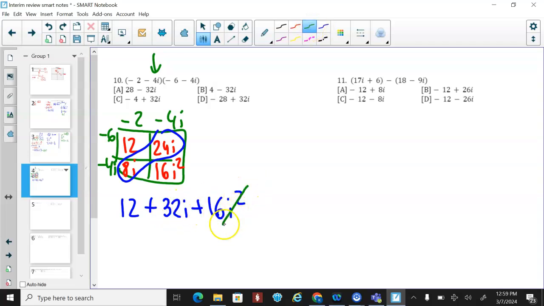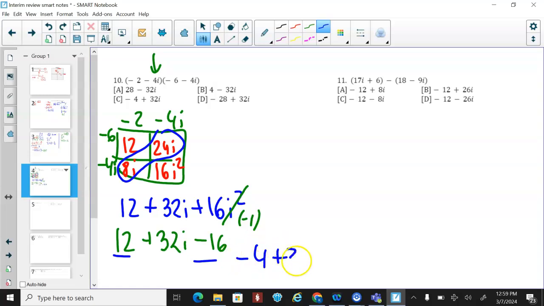Remember that i squared is represented by negative 1. So this is going to change the sign to negative 16 now, because I'm multiplying negative 1 times 16. So 32i stays plus 12. Of course, now we're going to combine again like terms. 12 minus 16 is negative 4. Okay, and then plus 32i. And that's your answer. So negative 4 plus 32i is answer C.